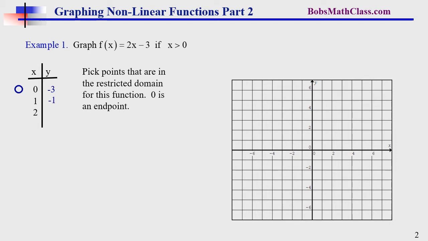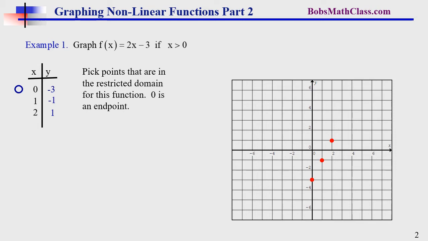And one more, plug in x equals 2. 2 times 2 is 4. 4 minus 3 is 1. Okay, plot those points. So (0, negative 3), (1, negative 1), and (2, 1) on your graph. Yeah, that looks good.